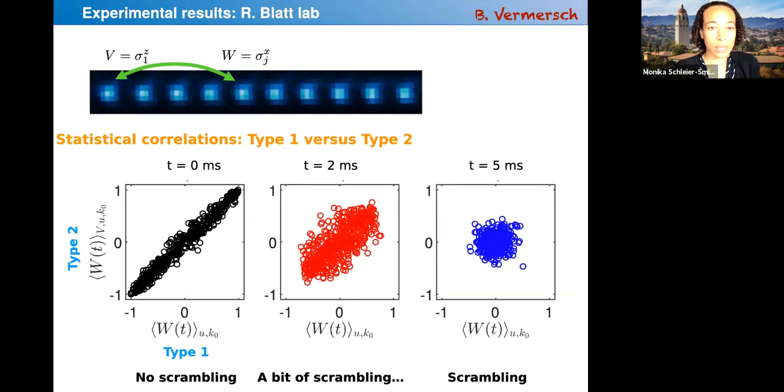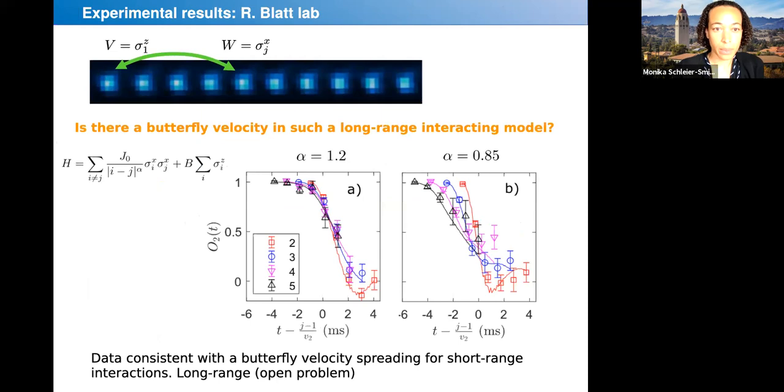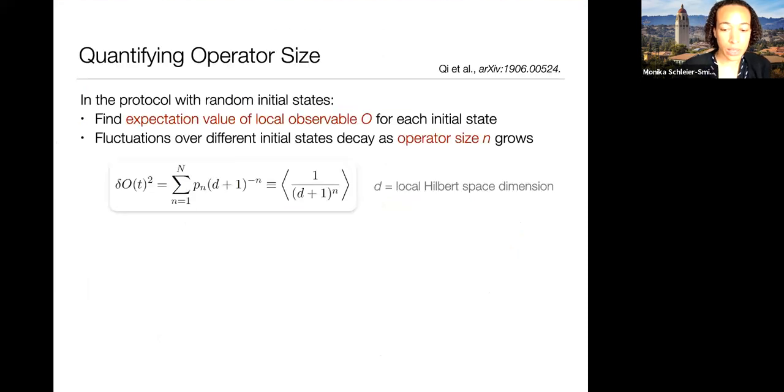So one other neat result that I'll just mention, as a theoretical result, is from my colleague Xiaoyan Qi. He has pointed out that if you do this type of experiment where you prepare random initial states and then just measure some simple local observable after time evolution, there's a direct way to get out something about the size of the operator representing that local observable from the statistics of the measurement outcomes.